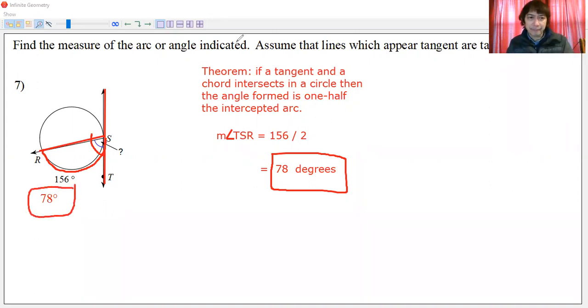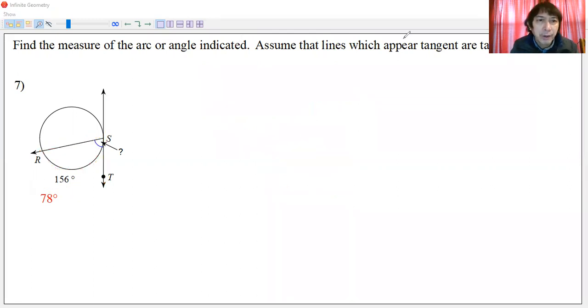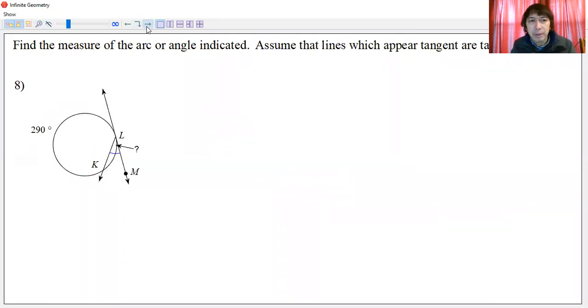Okay. All right. Number 8 now. So let's continue with number 8. Clear the screen. Clear the answer. Here's number 8, and we still have the same configuration, a tangent and a chord. But the angle in question and the intercepted arc, we don't have the intercepted arc yet.